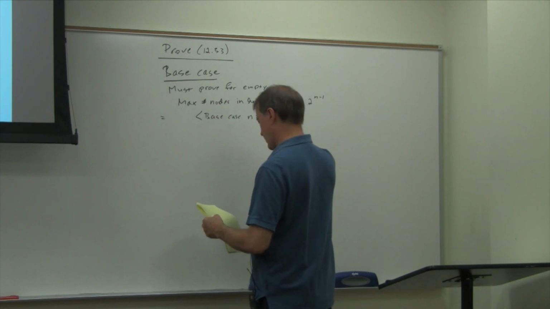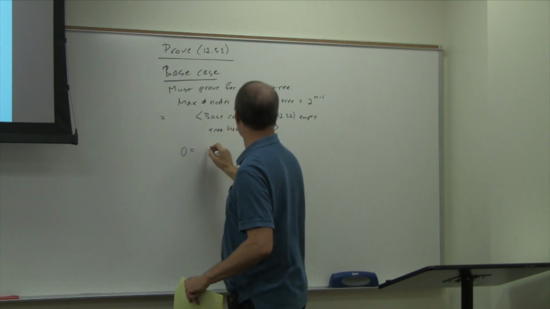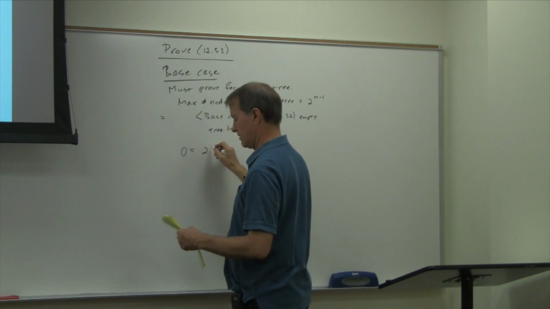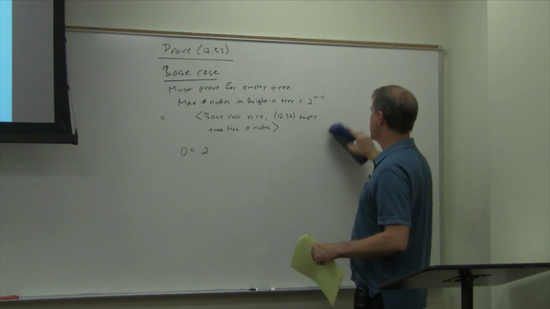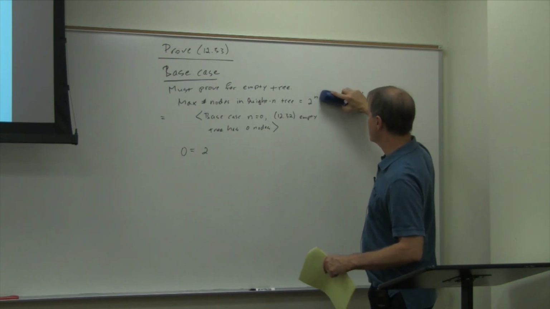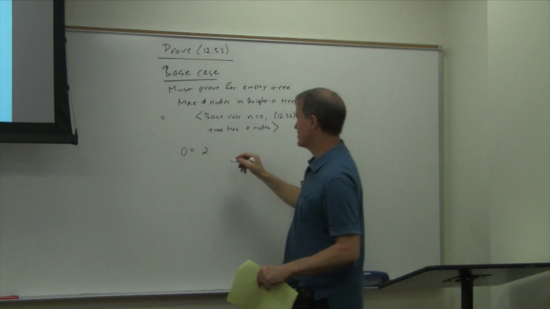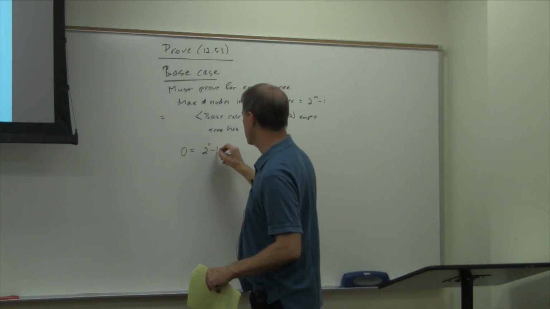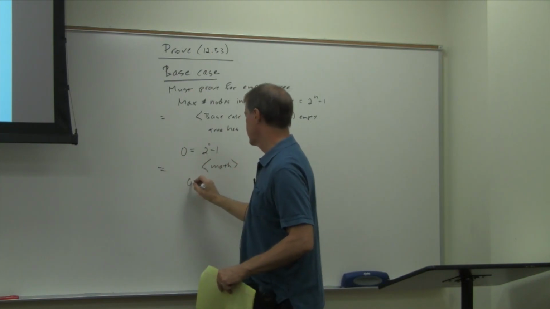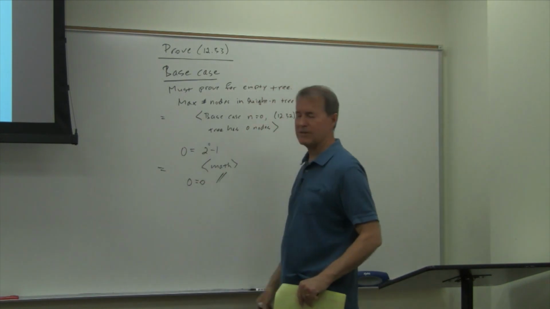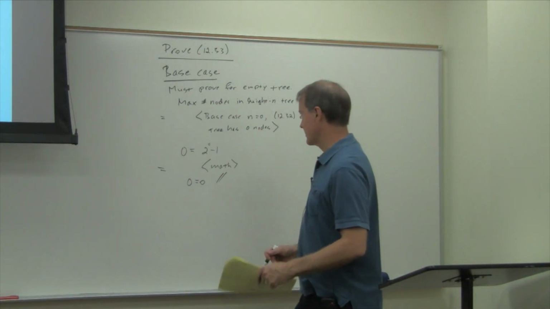And 12.32, the empty tree has 0 nodes. So that is 0 equals what? 2 to the what? Oh, I didn't write this correctly. This is not 2 to the n minus 1 up here. It's 2 to the n up here, minus 1 down here. So this is 0 equals 2 to the 0 minus 1, which by math is correct, 0 equals 0. Boom, we did the base case. Now the induction case.